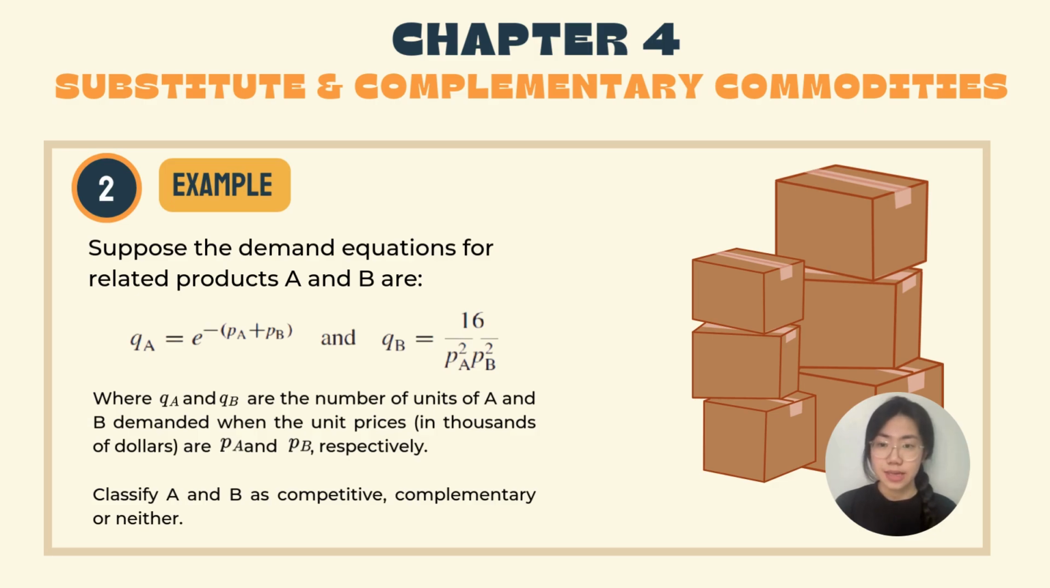So the first example, suppose that there are two demand equations for related products A and B, where QA and QB are the number of units of A and B demanded when the unit prices in thousands of dollars are PA and PB respectively. So let's classify A and B as competitive, complementary, or neither.